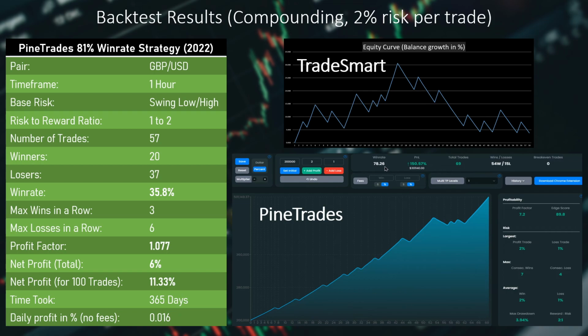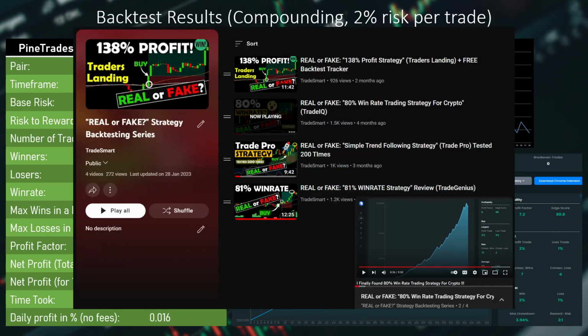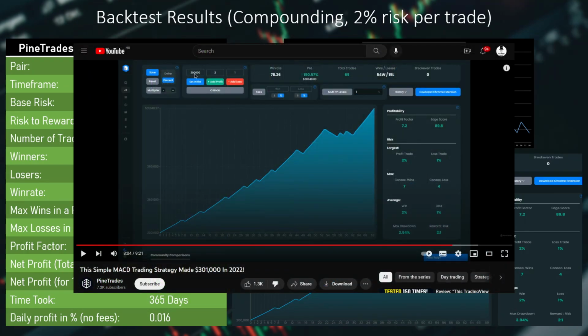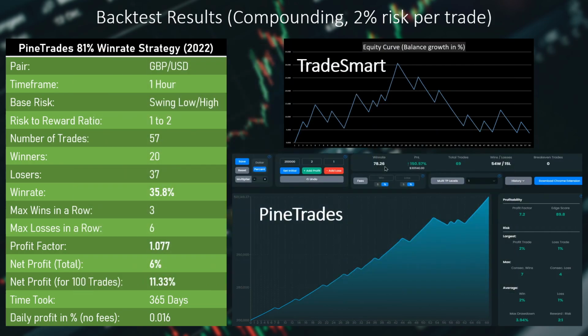Well, I noticed that in his backtesting process, PineTrades only shows a few trades and then skips to the results, which is always a big red flag. For me, it looks like he made it seem that his backtest is legit by showing a few trades, and then he filled the rest of his backtest with winning trades. This is exactly what I saw when I did the Real or Fake series on Trade IQ. Also, the backtester PineTrades uses is also what Trade IQ promotes. So there might be some kind of connection between the two.